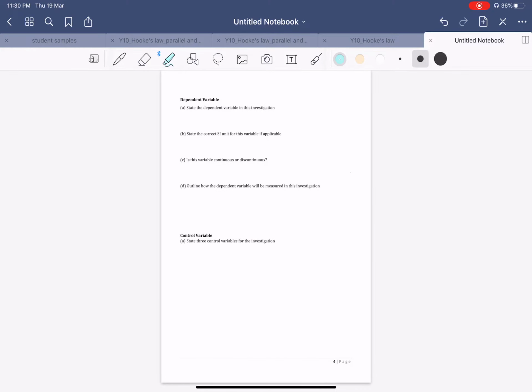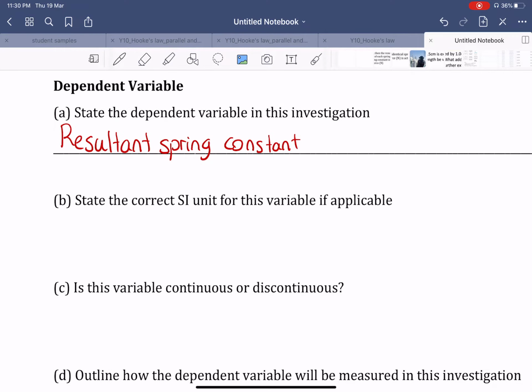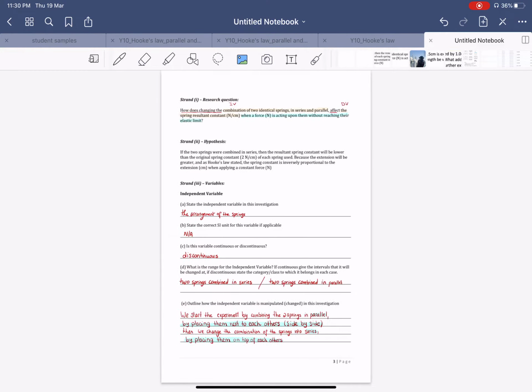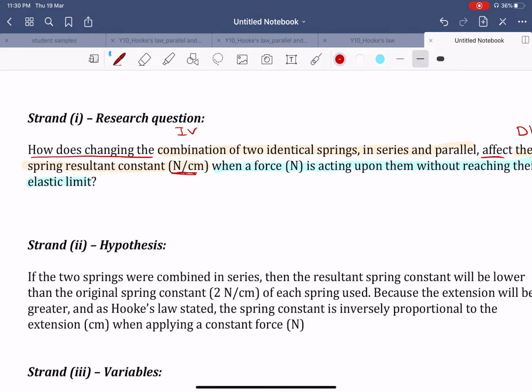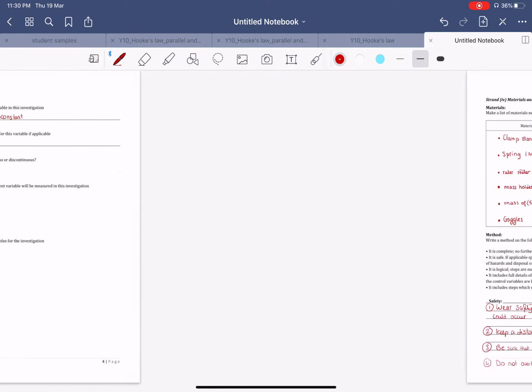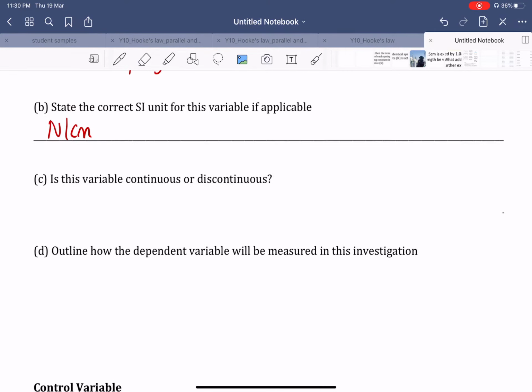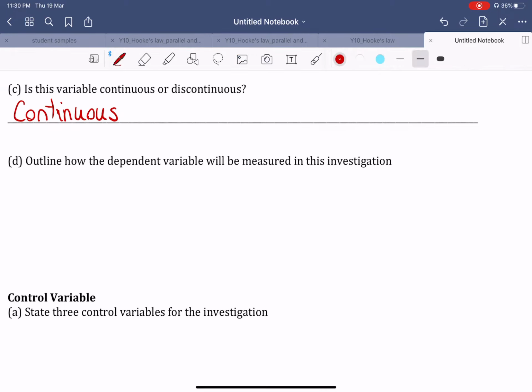Okay? Now, for my dependent variable, the resultant spring constant, the unit is Newton per centimeter. How do I know? It's all there. Okay? It's all here: spring resultant and Newton per centimeter. I am just copying. Now, is it continuous? Yes, it is. And now how can I measure the dependent variable in my experiment?